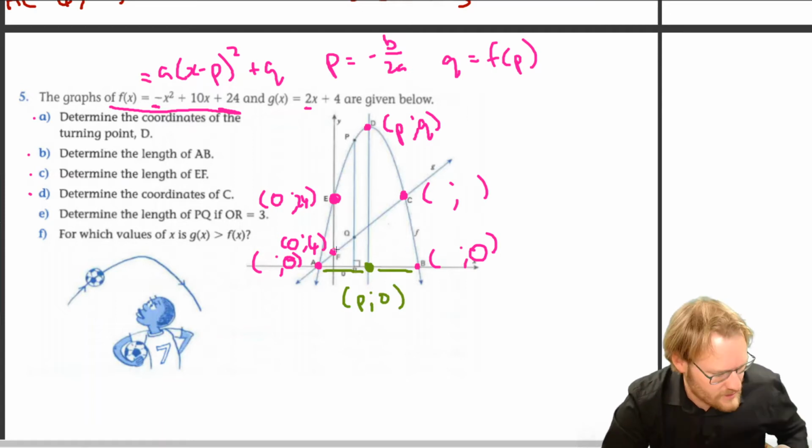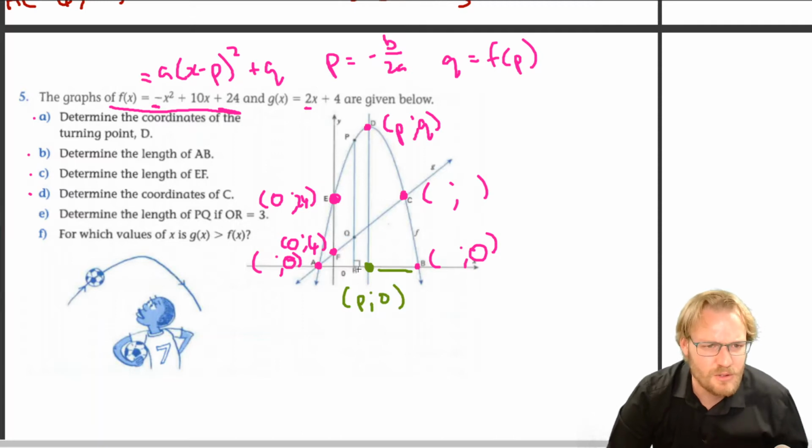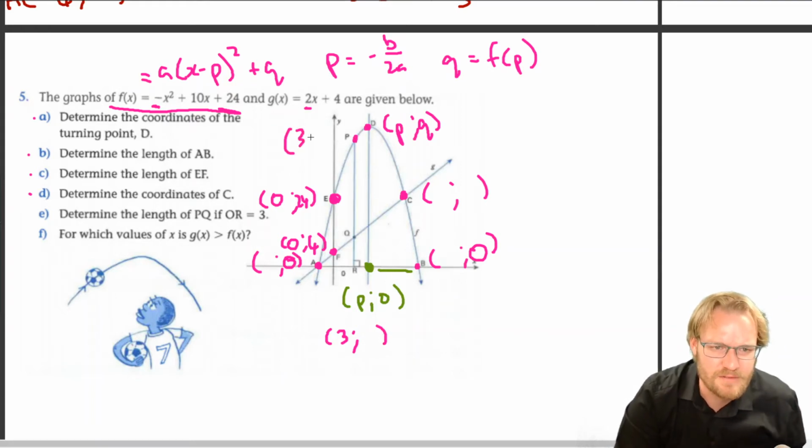R is this point here. Let's just rub this little thing out for now. Well, if OR is 3, then we know, we've been through some of these types of questions, then the x value is 3. So in other words, if we can work out for P, we know the x value is 3. We're going to work out the y value. For Q, we know that the x value is 3, and we're going to work out the y value, and then we're just going to subtract.